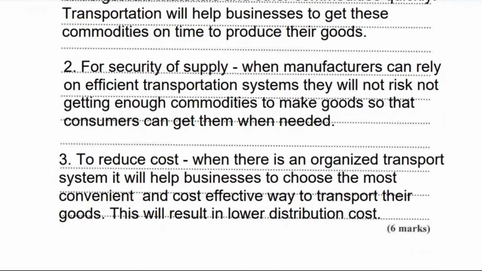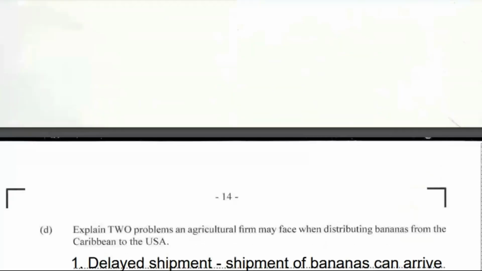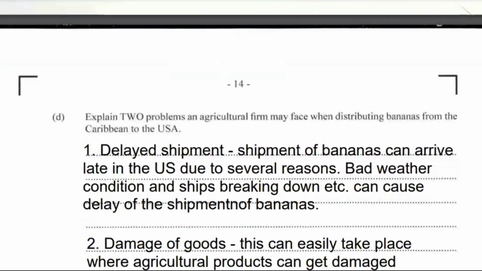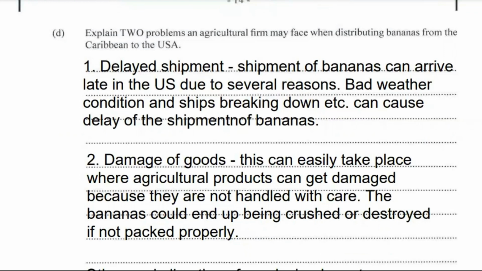All right, so let's look now at D. Explain two problems an agricultural firm may face when distributing bananas from the Caribbean to the US. Take a few seconds. Can you come up with any problem? All right, let's look at two possible problems. One, delayed shipment. Shipment of bananas can arrive late in the US due to several reasons: bad weather conditions and ships breaking down, things like that can cause delay of the shipment of bananas.